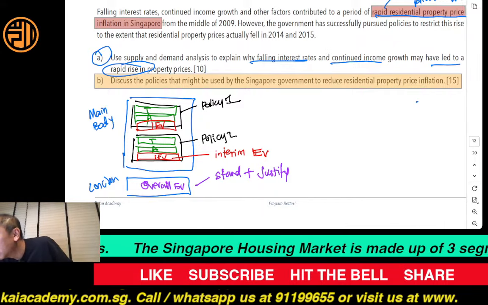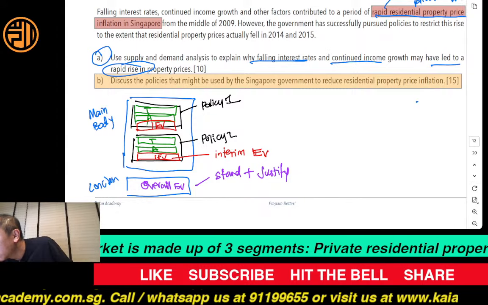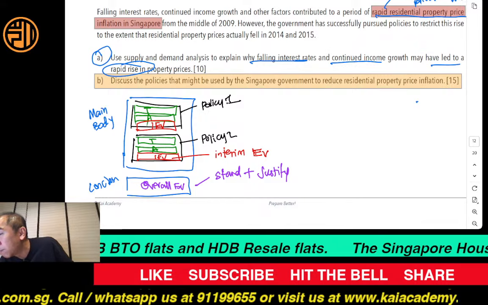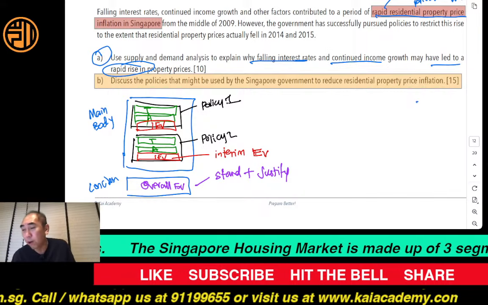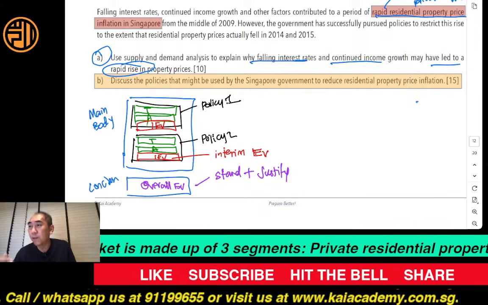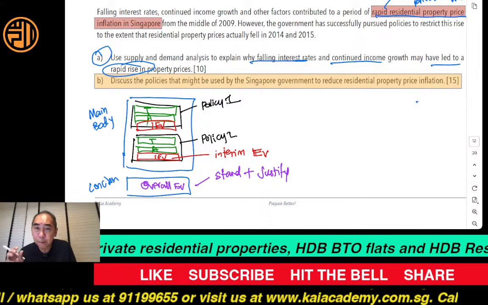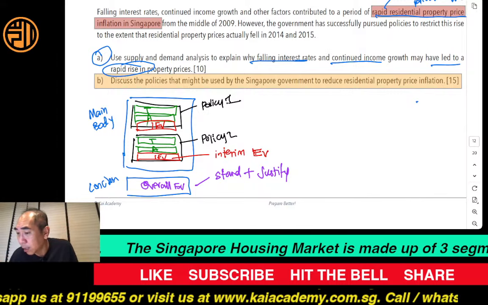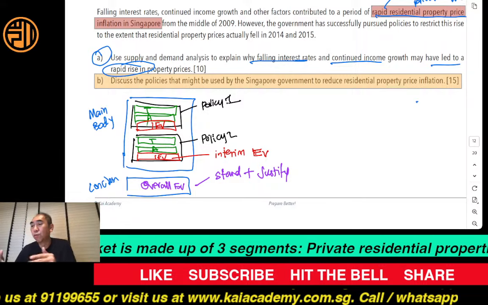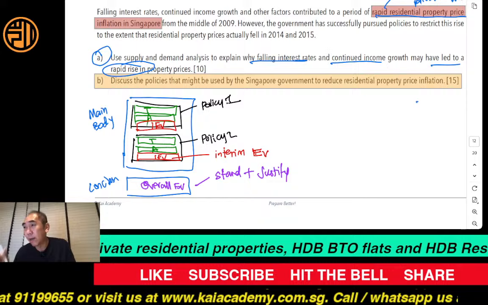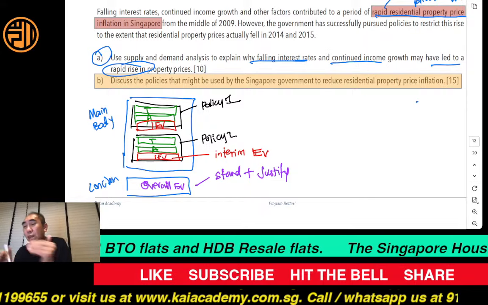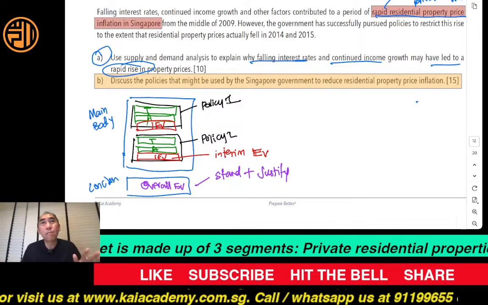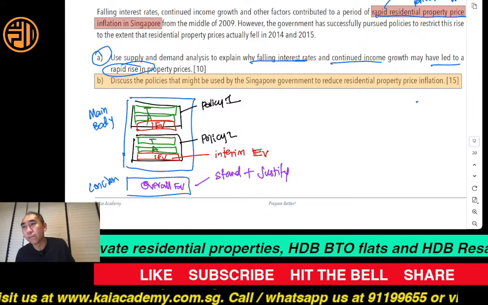Okay, so I have another question from Cadence. Since the question didn't state, can you use any of the FEAST to evaluate the policies? Alright, so for those of you who don't know what is FEAST, FEAST stands for feasibility, effectiveness, appropriateness, side effects, and time lags. This refers to the different types of limitations. So the question says, discuss the policies that might be used by the Singapore government to reduce the residential property price inflation. Yes, Cadence, you're right, it did not say discuss the policies that might be used effectively. So you could argue in the antithesis, oh, this might be a policy that works, but however, it can create some unwanted side effects, unintended consequences.